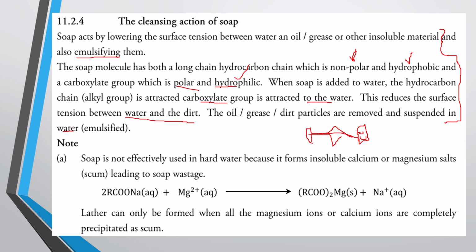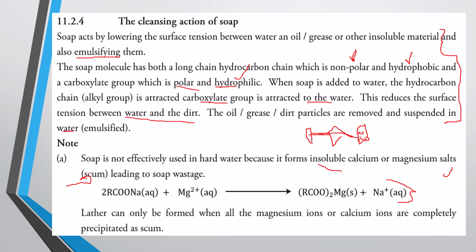So you're going to make a note that soap is not effectively used in hard water simply because it forms insoluble calcium or magnesium salts, leading to soap wastage, which in O level you refer to as scum, which is also marked at A level. So we may ask you, and this is a very common question, why soap is not advisable in usage under normal circumstances as compared to, let's say, soapless detergents. So soap usually forms scum, leading to soap wastage. Scum is the same as the insoluble calcium or magnesium salts, which can be represented by this equation.